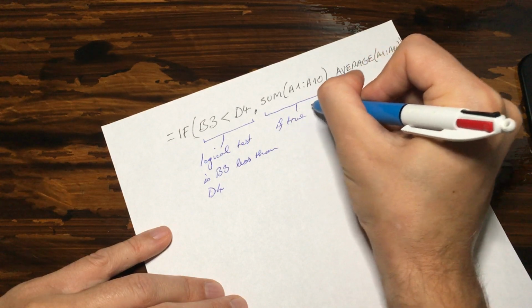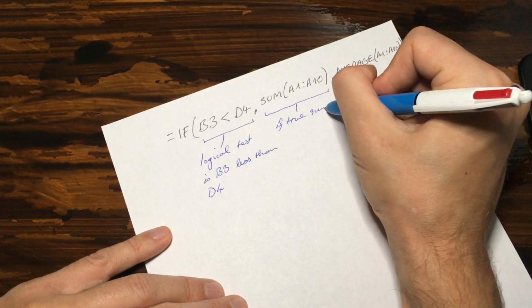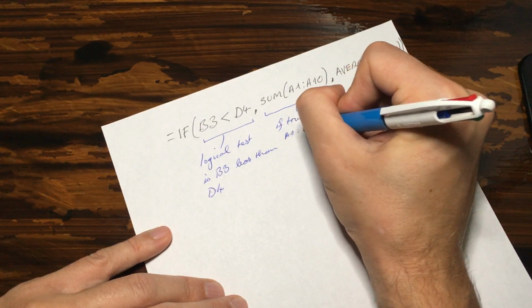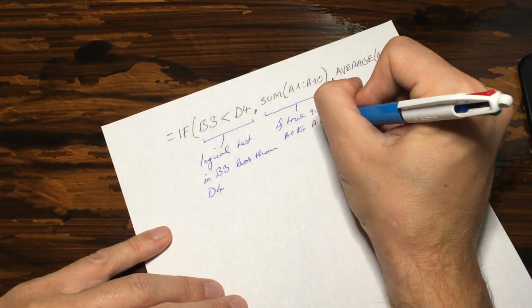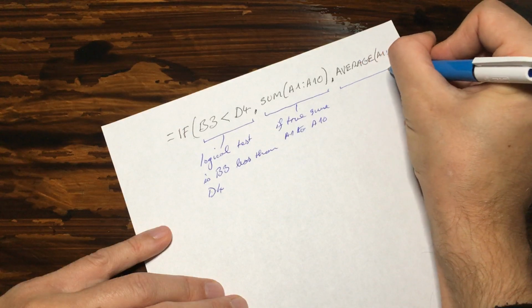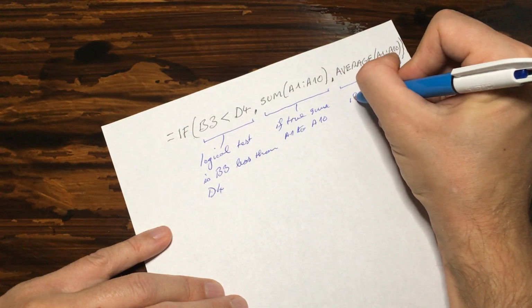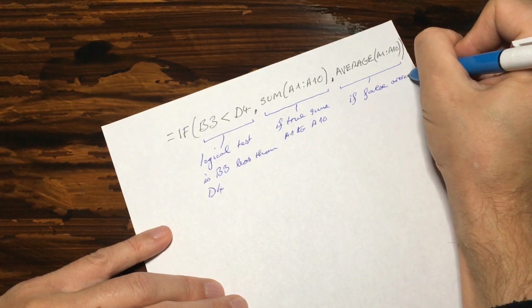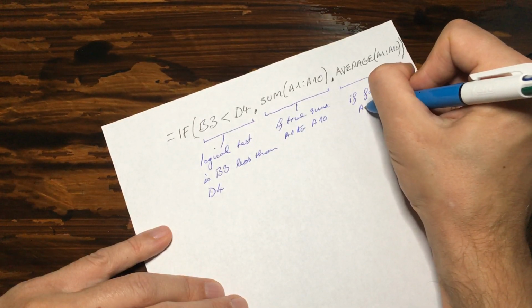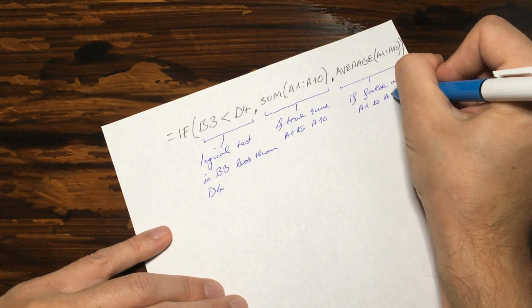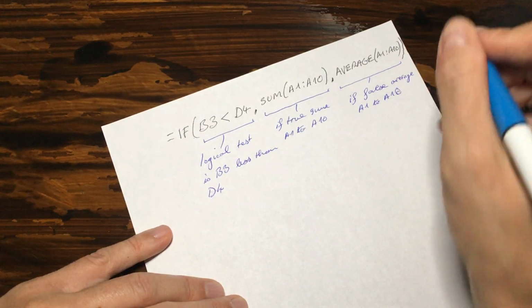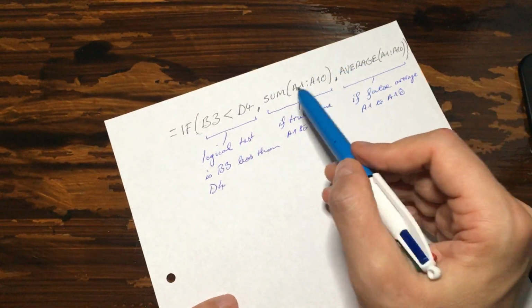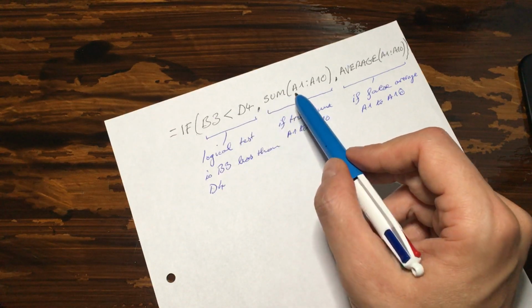If true, sum or add A1 to A10, and then if false, average A1 to A10. Okay, so this is just an example of the kind of things you can do, and you can see what this is called. This is nested, right? This is a nested function.